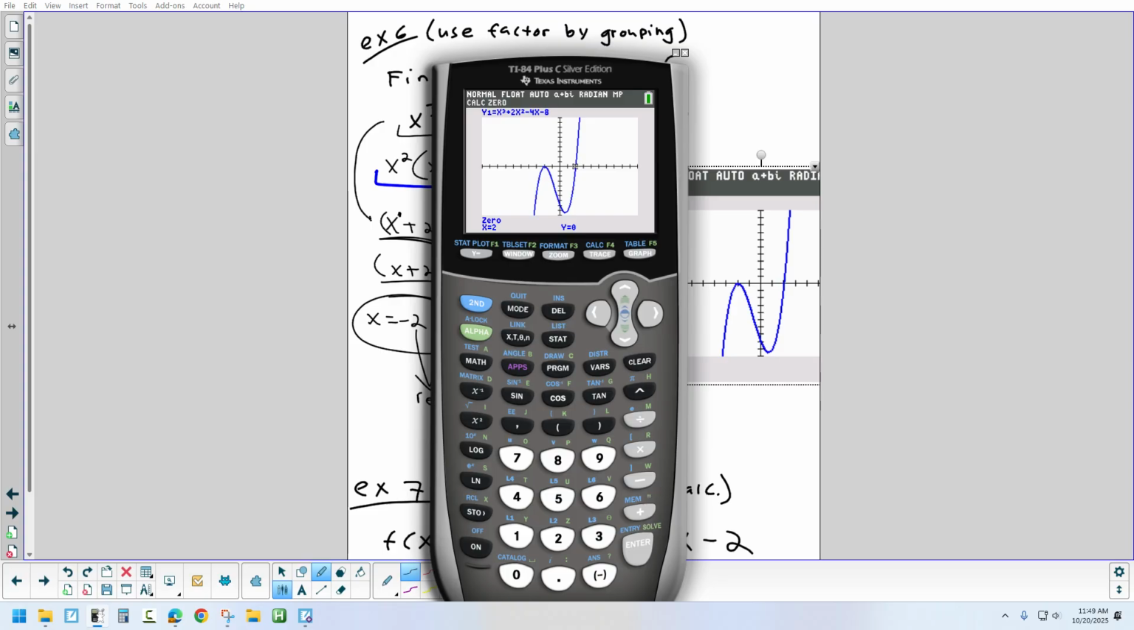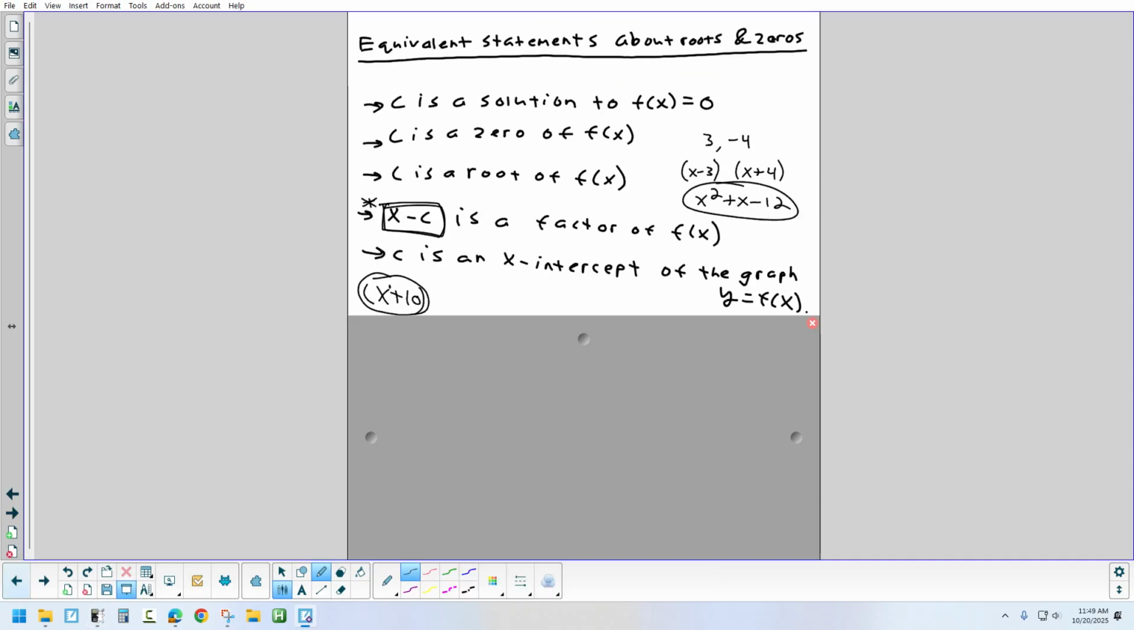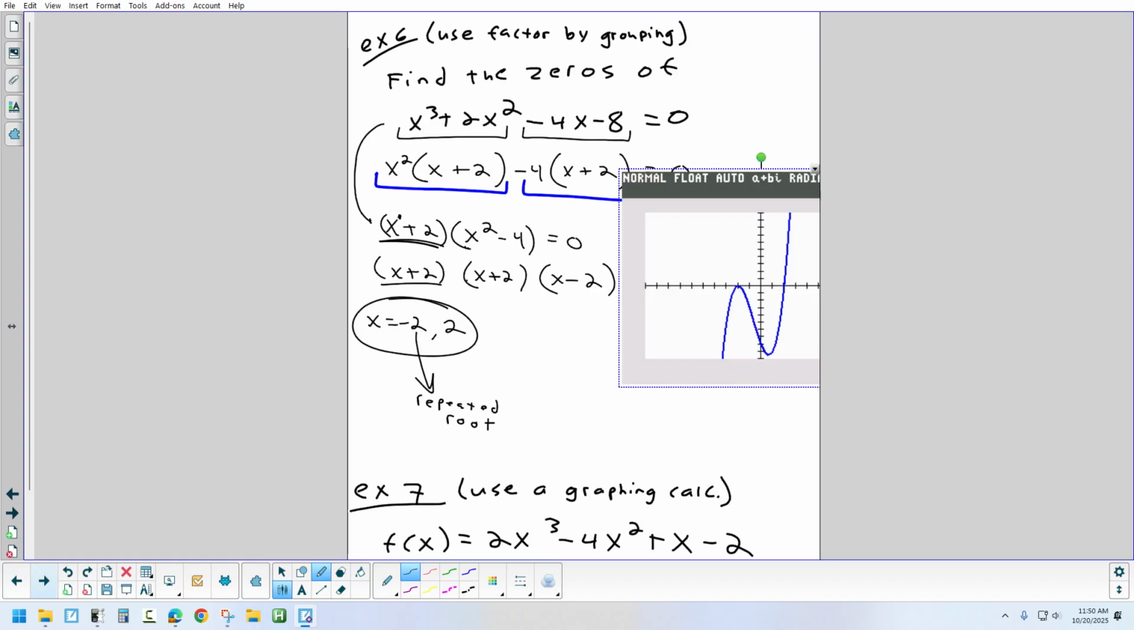So are the roots the ones that either tend to go through the x-axis? Yes. Yep. The roots or the zeros are where it crosses or touches the x-axis, your x-intercepts. So all those ideas are all connected. They all mean the same thing. Any other questions on that?